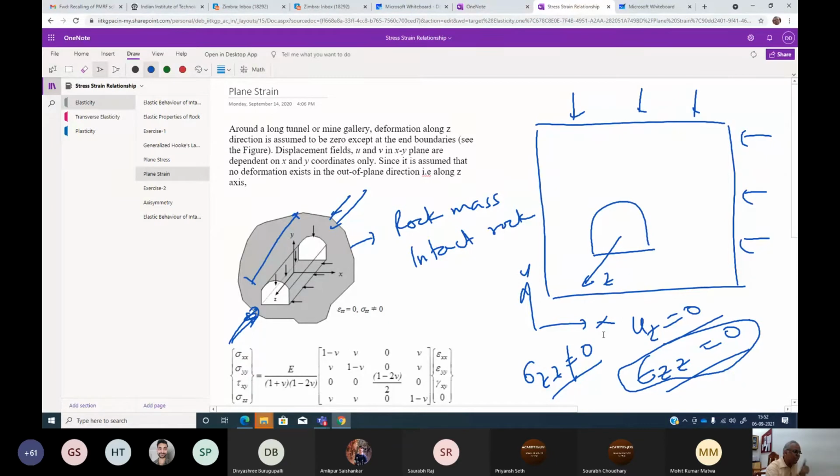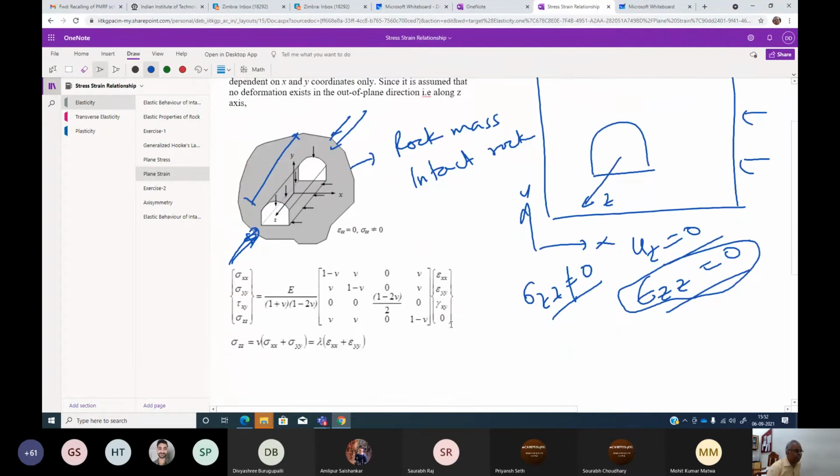And that is why, as the name suggests, all the strains will be in that plane. There will be no out of plane strain. And that's why it is called plane strain condition. Okay. Now, when you apply this condition, this becomes like this. Now you can see the difference. You see here sigma zz, and here 0 because epsilon zz is 0.